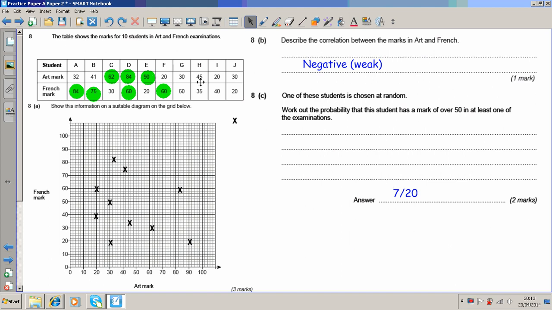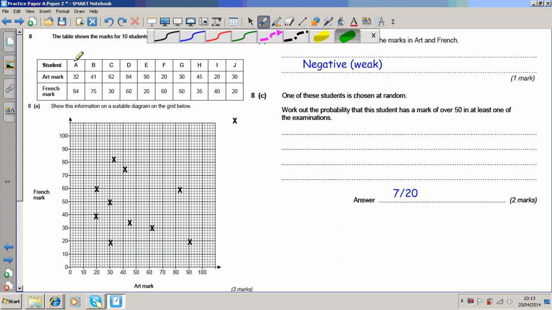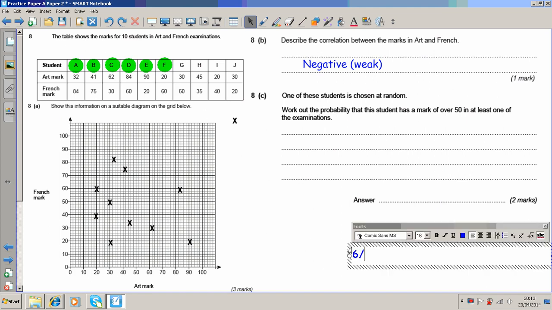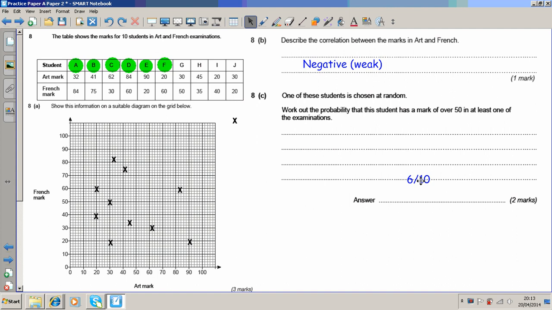Not quite. Reading that again carefully. Work out the probability that this student has a mark of over 50 in at least one of the exams. So actually, how many students got a mark over 50 in at least one of the exams? Well, that one did, and that one did, and that one did, and that one did, and that one did. Okay, so how many of the pupils got that? 6 out of 10 will be our answer on that one, because 6 out of 10 people got a mark of over 50 in the exams. Hopefully that makes sense.